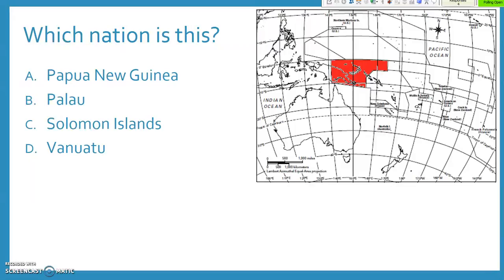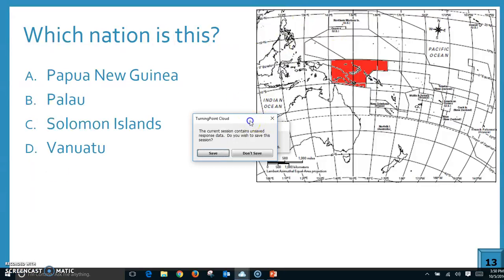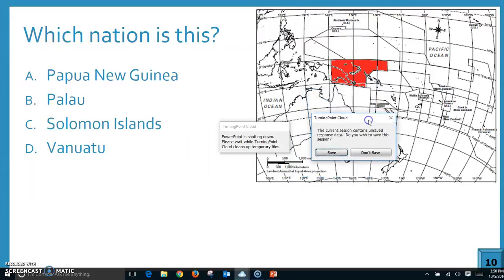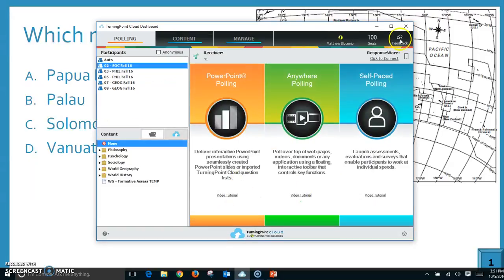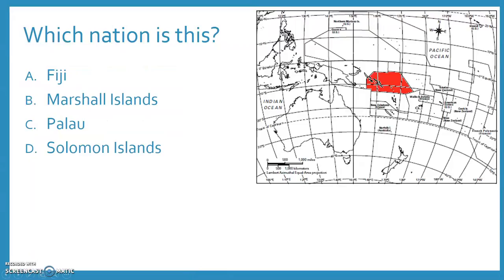I'm hoping that I can get the error to replicate for you so you can see what the error specifically says. But there you go. Okay. So now it says the current session contains unsaved response data. I didn't click close or anything, so I don't want that to happen now. I want to just keep going. If I click on here, it says PowerPoint shutting down. Please wait while Turning Point Cloud cleans up temporary files. I didn't try to close it or anything. I'm just trying to keep going. So now I'm going to hit don't save and just see why it closed there. It shouldn't have closed because I didn't hit anything to close it.